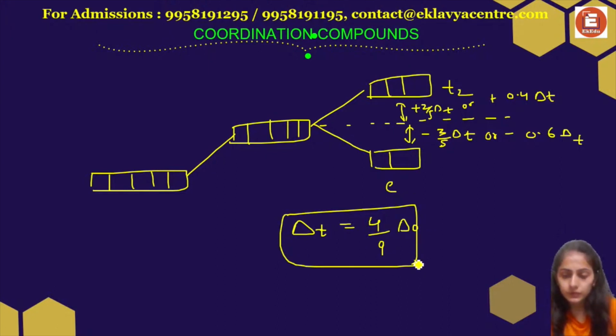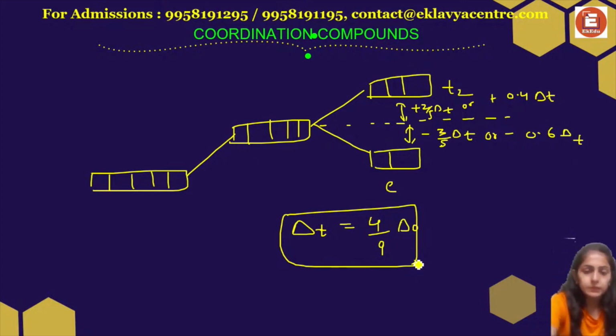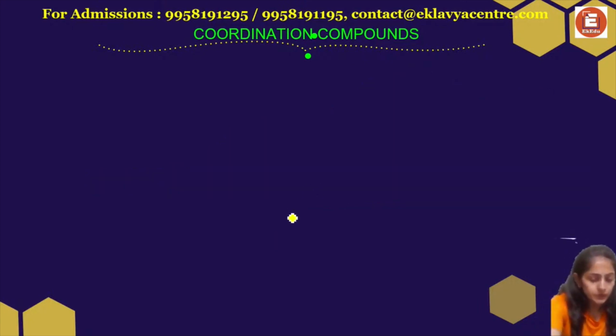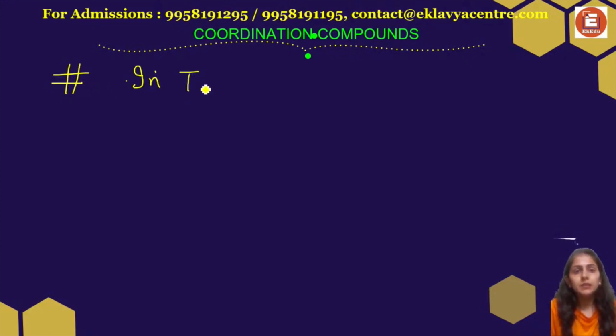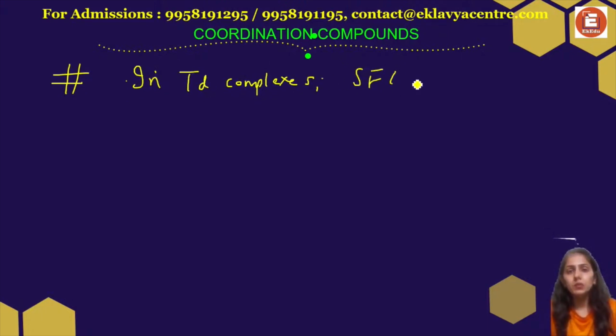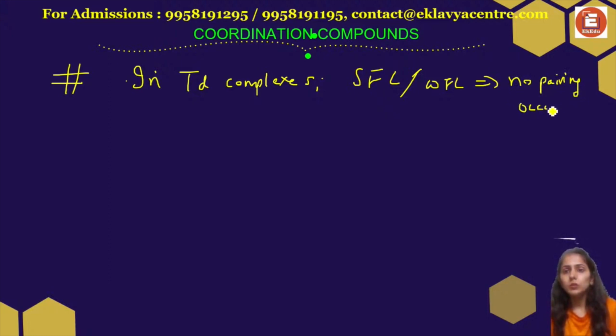Next, just one thing you have to remember: in tetrahedral, no pairing of electrons takes place because of the low splitting energy. Tetrahedral complexes, whether you take a strong field ligand or a weak field ligand, no pairing occurs. No pairing occurs means firstly you have to fill all the electrons singly, then you start the pairing.